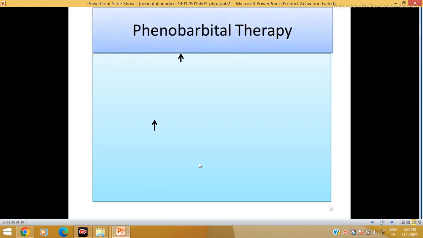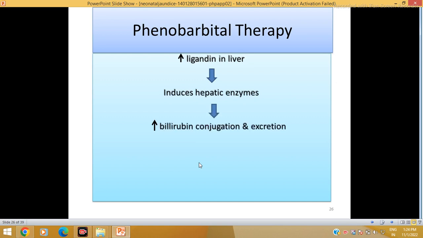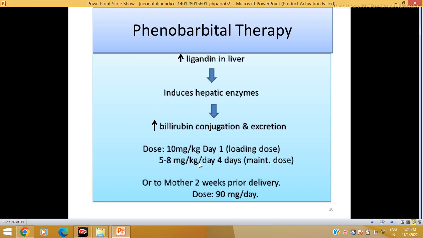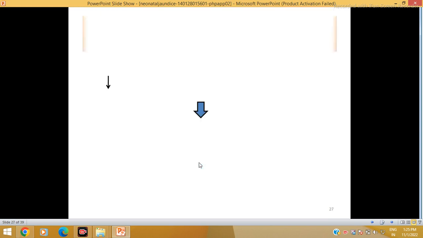Then the phenobarbital therapy: ligandin in liver, it induces hepatic enzymes, so bilirubin conjugation and excretion occur. The doses we are giving are 10 mg per kg on day 1 as a loading dose, and 5 to 8 mg per kg for 4 days. This one is the maintenance dose, or given to the mother 2 weeks prior to delivery, dose 90 mg per day.